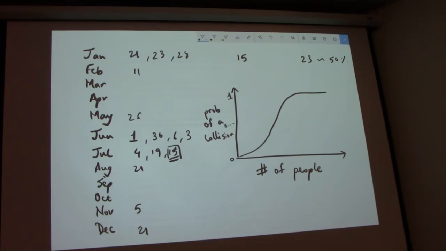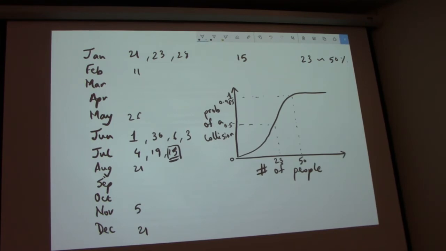So let's see if this is 0.5. This is 23. This is about 50. And with 50 people, you go to a probability of 0.965. So if there are 50 people in a room, 96.5% of the time you'll see that two people share the same birthday. About 3.5% of the time, there won't be any collision, right? So this does seem a little counterintuitive, right?